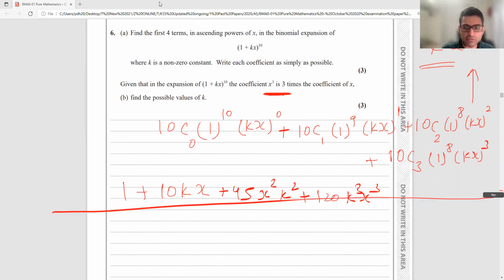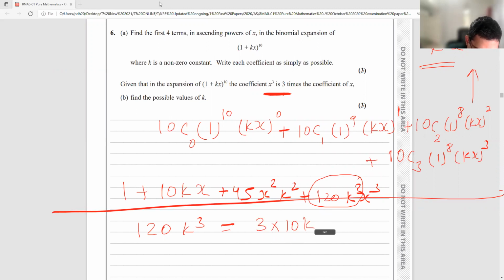This is where people usually get confused. So what is the equation we are going to make? What is the coefficient of x cube? We got 120k cube. So this all together is: coefficient of x cube is equal to 3 times the coefficient of x. So 3 times 10kx. So that is the answer. 10kx, x we don't write down, so we write 10k only. So coefficient means what is next to x. Then we got 120k cube minus 30k equal to 0.